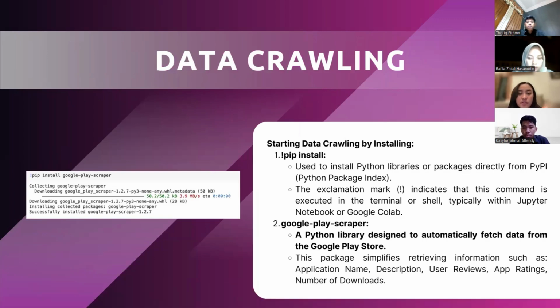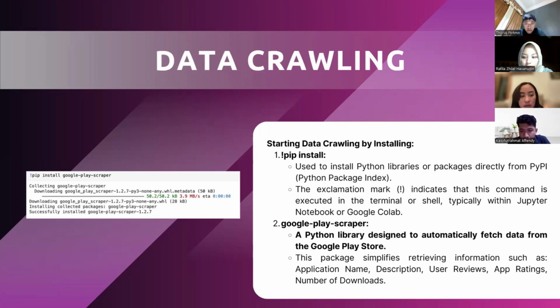Before we process the data, we crawl the data fresh from Google Play Scraper. What we need to code first is to install pip. It is used to install a Python library or package directly from PyPI, the Python Package Index. The exclamation mark indicates that this command is executed in the terminal or shell, typically with Jupyter Notebook or Google Colab.